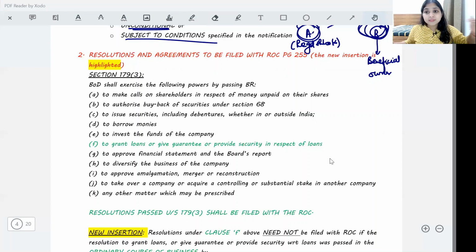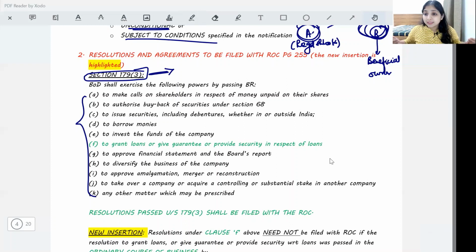So like that, you must have seen a lot of scenarios wherein some resolutions, some agreements, copies have to be filed with the ROC. In that list, one of the points you must have learned would be that in case the board passes a resolution under section 179 subsection 3, then a copy of that board resolution has to be filed with the ROC. This section 179.3 is actually a section which you will be learning only in your CA final. This section 179.3 says that these 11 resolutions, the board of directors will pass at the board meeting.